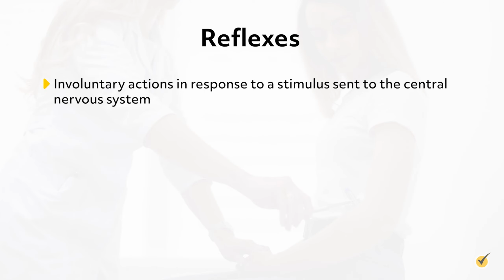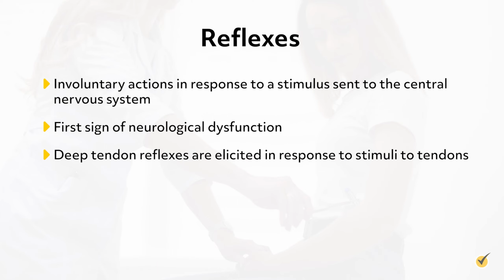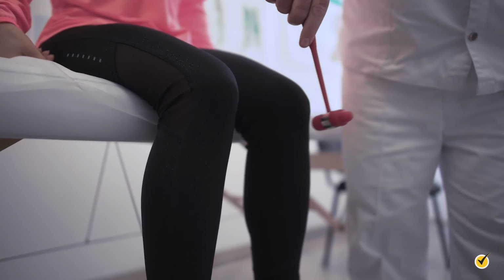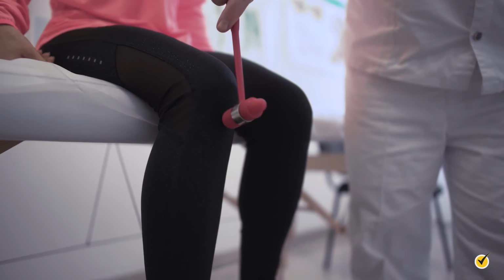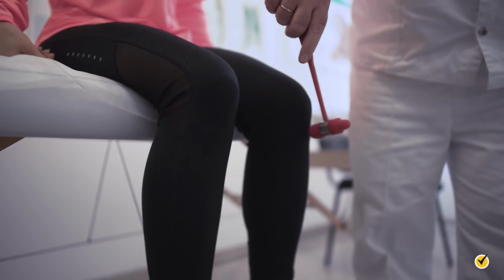Reflexes are involuntary actions in response to a stimulus sent to the central nervous system. Variations in reflexes are often a first sign of neurological dysfunction. Deep tendon reflexes are reflexes elicited in response to stimuli to tendons. A soft rubber hammer is used to tap on the muscle tendon, and the normal response is for the muscle fibers to contract. Abnormal responses may indicate injury to the nervous system pathways that produce the deep tendon reflex.